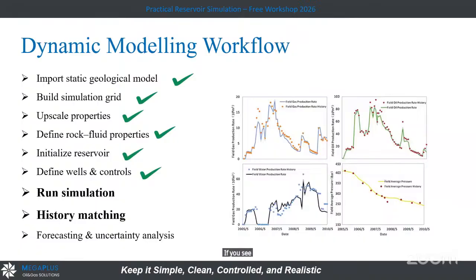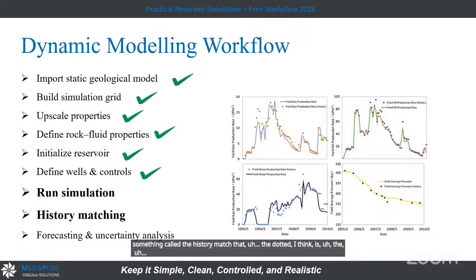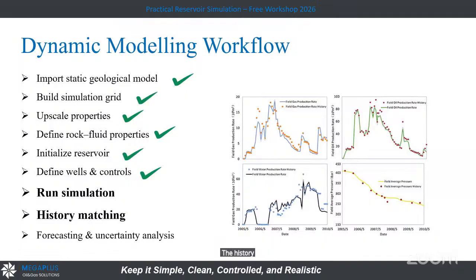If you see these charts, it's gas production, oil production, and pressure. As an example, if you see the dotted and the continuous line, something called the history match, the dotted, I think, is the history of the field, and the line is the production made by the simulation.